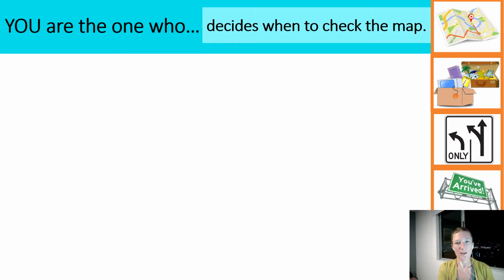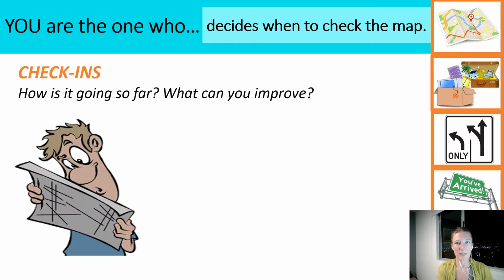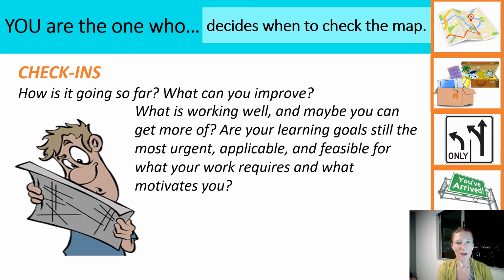Remember that you are the one who decides when to check the map in self-directed learning. You are the one to ask yourself, how is it going so far? What can you improve? What's working well? What can you get more of? Are your learning goals still the most urgent, applicable, and feasible for what your work requires and what motivates you? If tomorrow everything becomes in-person trainings, I might stop learning about making videos because that is no longer the most urgent, most applicable, and most feasible for what my work requires.